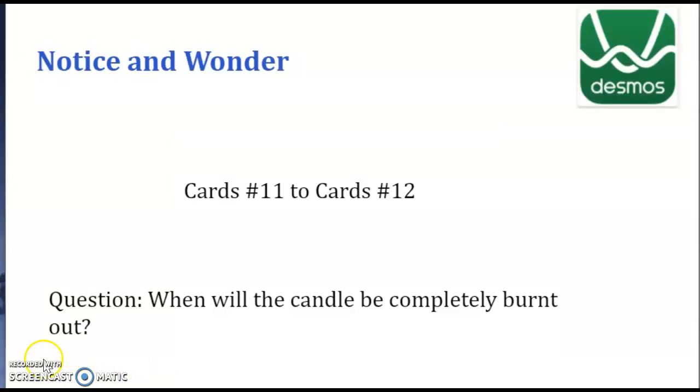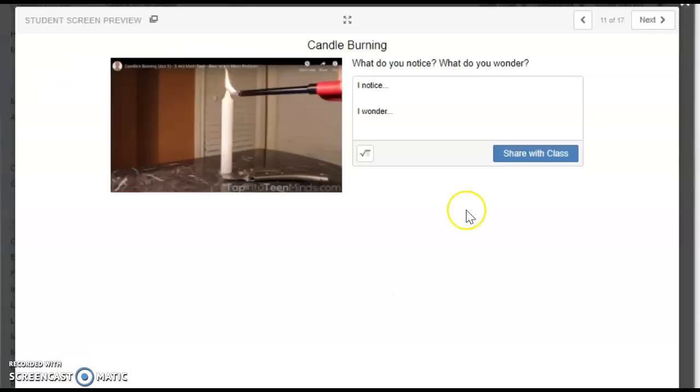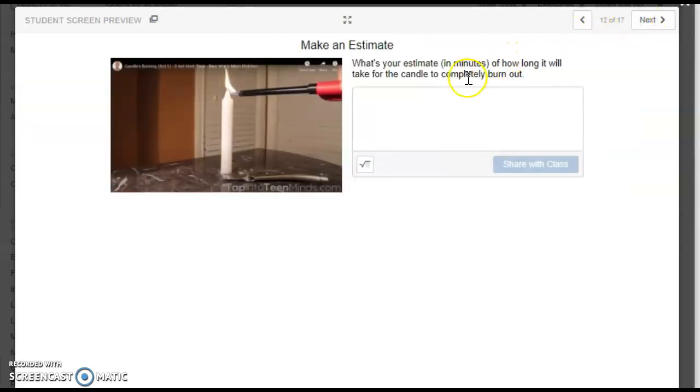So now, given the situation, you're going to be asking this question: when will the candle be completely burnt out? And you're going to complete card number 11 to card number 12 of Desmos. Right now, pause the video, please. This is card number 11 of Desmos. This is where you are just making some notes on what you've noticed or what you've wondered by watching the video. And then second one, what is your estimate in minutes? How long it will take for a candle to completely burn out? Just spend 10-20 seconds thinking about that and fill it out.